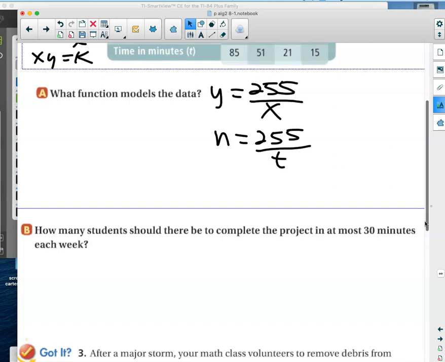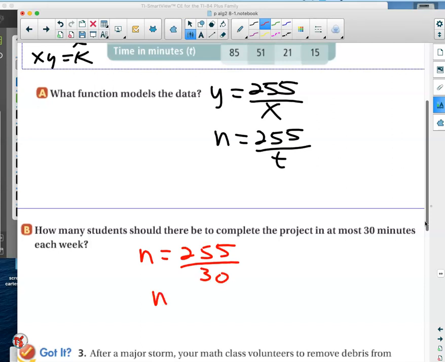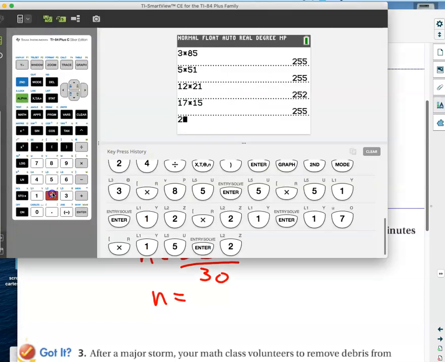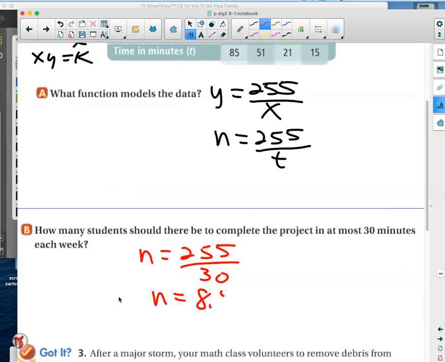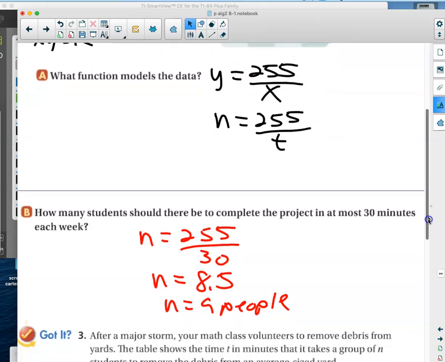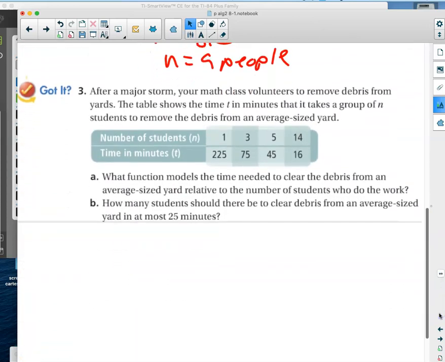So let's take our 30 minutes and put it in for T. And let's see how many people you'd call and confirm are going to do this so that you could get it 30 minutes or under. Well, we can't have 8.5 people. Can you round down? Because then you wouldn't do it in 30 minutes or less, right? We'll have to go with 9. 9 peeps out there picking up garbage. Well, I was proud of the fact that you wanted to pick up garbage. Now I'm really proud of you.